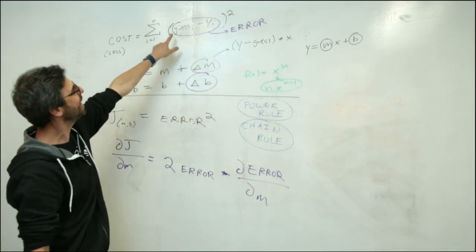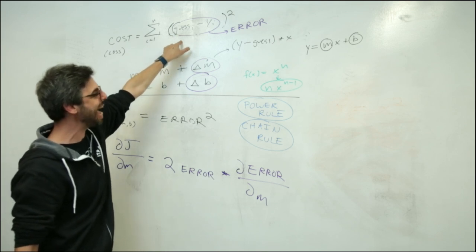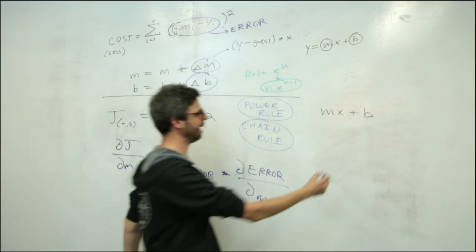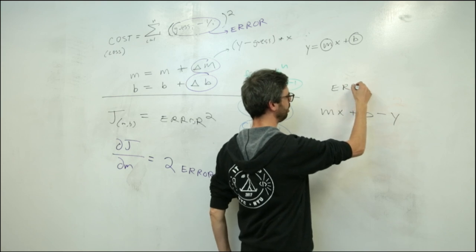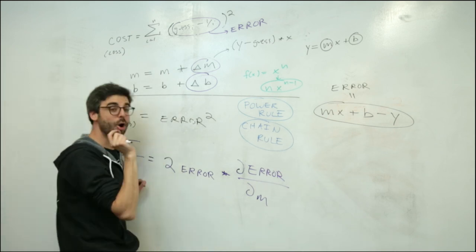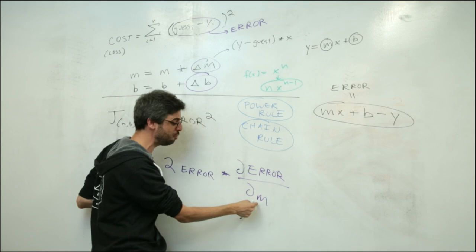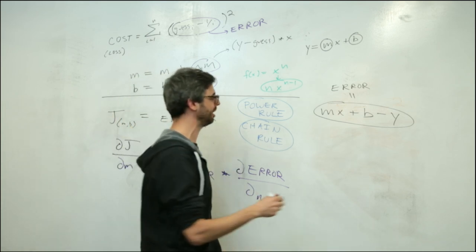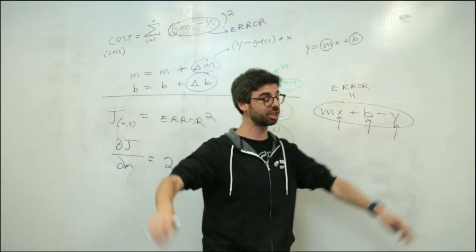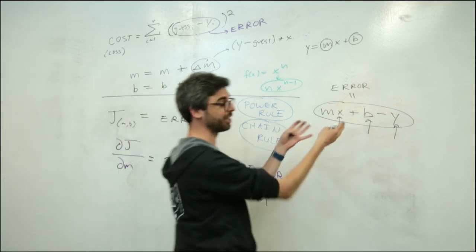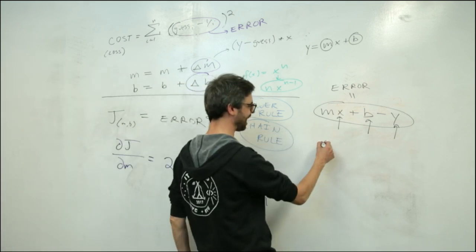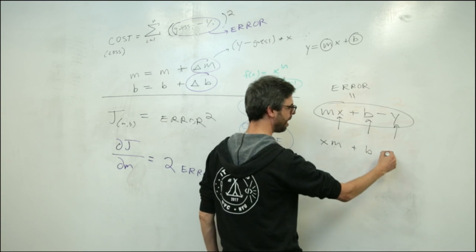error relative to m. Okay, well, what is this actually? If I unpack this function, guess is mx plus b minus y. Error equals this. So when I say partial derivative, I mean the derivative relative to m, which means everything else is a constant. X is a constant, b is a constant, y is a constant. I mean, x and y are actually already constants because x is the input data, y is the known output result. So I should write this as x times m plus b minus y.